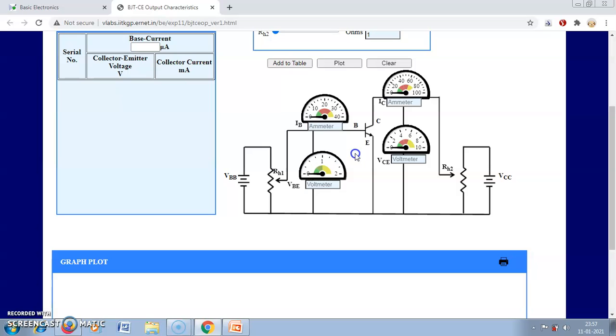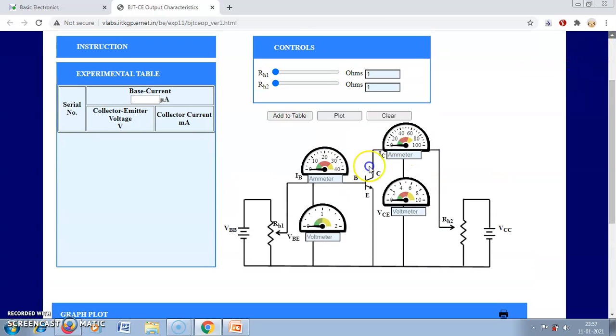Actually, the output characteristic is the variation of the output current with output voltage for a fixed value of the input current. Here the input current is the base current. It is a current control device, so we have to fix the input current. Now fix the input current first by changing the resistance. The input current is fixed at 10 microampere. Now we have to apply different output voltages at the output terminal.